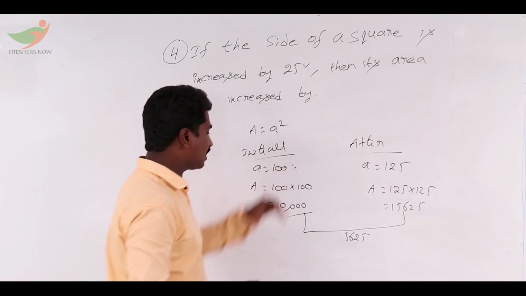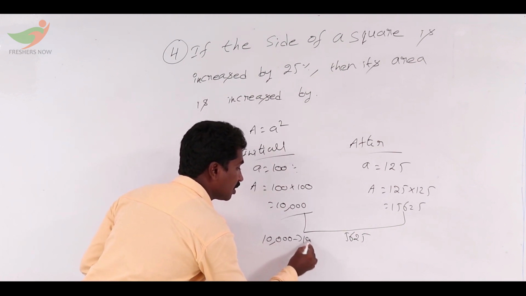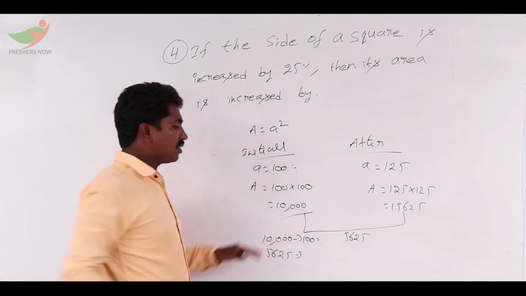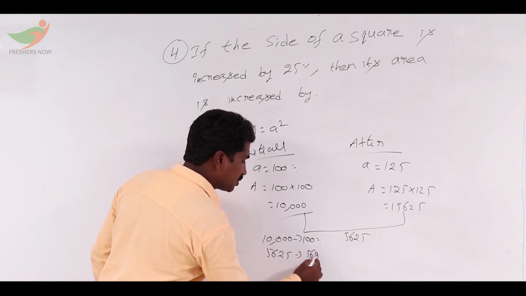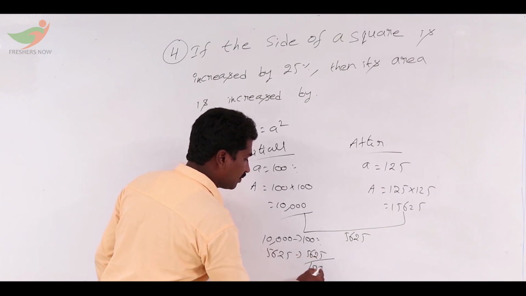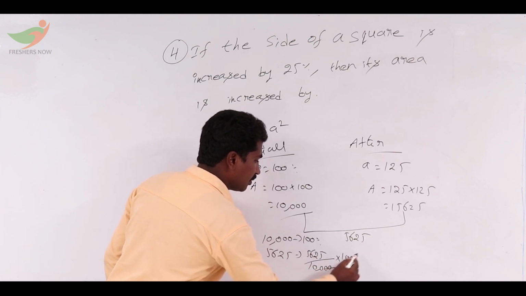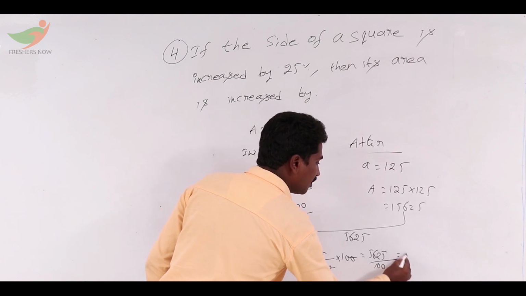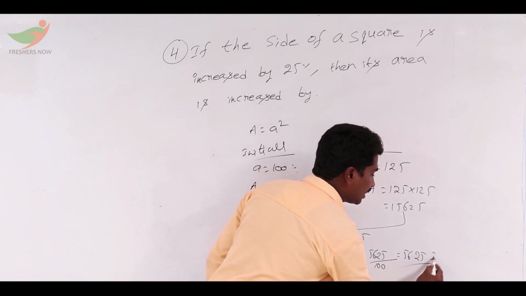Here the difference between 10,000 and 15625 is 5625. We take 10,000 as 100%. 5625 is how much? 5625 by 10,000 into 100. 5625 by 100 is nothing but 56.25% increased.